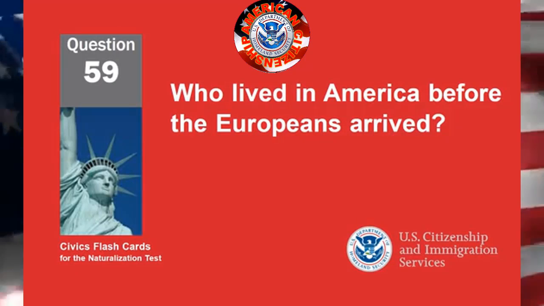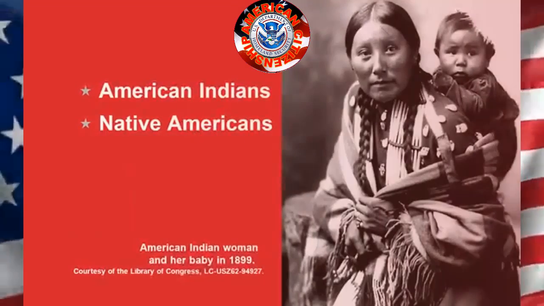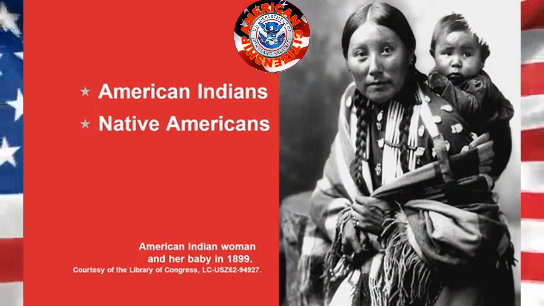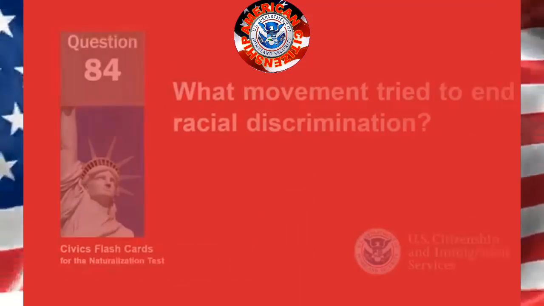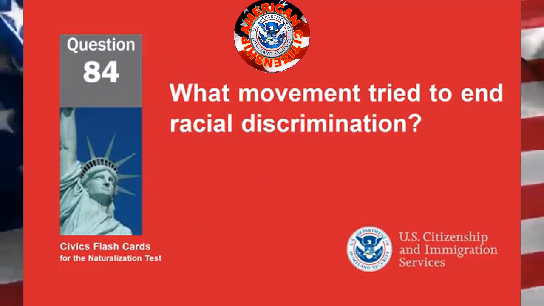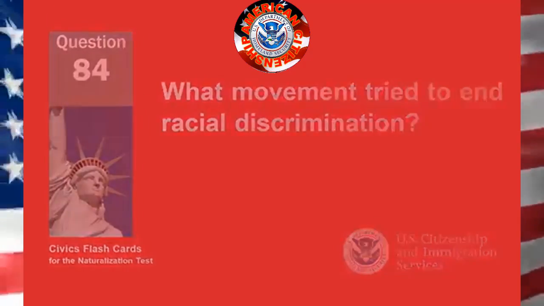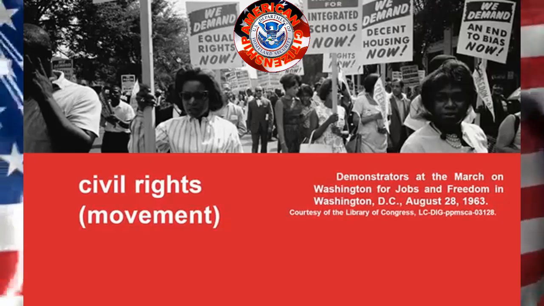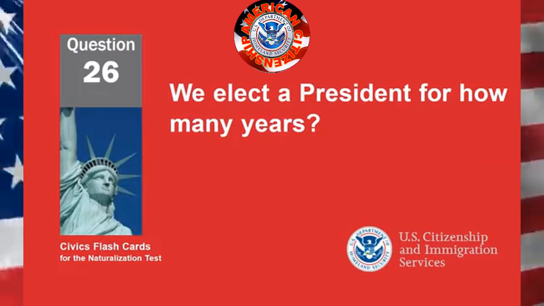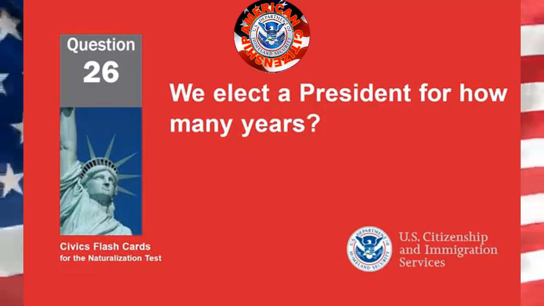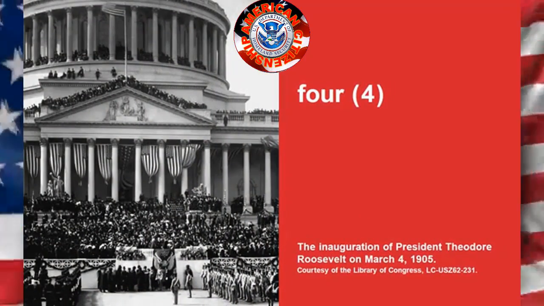Who lived in America before the Europeans arrived? American Indians, Native Americans. What movement tried to end racial discrimination? Civil Rights Movement. We elect a president for how many years? 4.